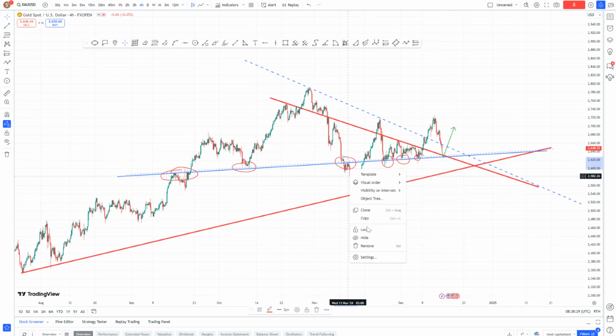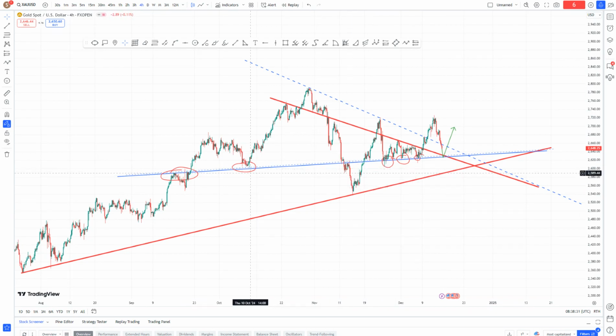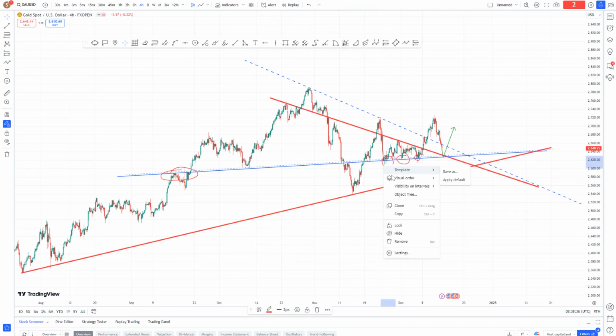Let's get these things off because I am more interested in the wicks. Now you see we have a lot of wicks and the body closes.